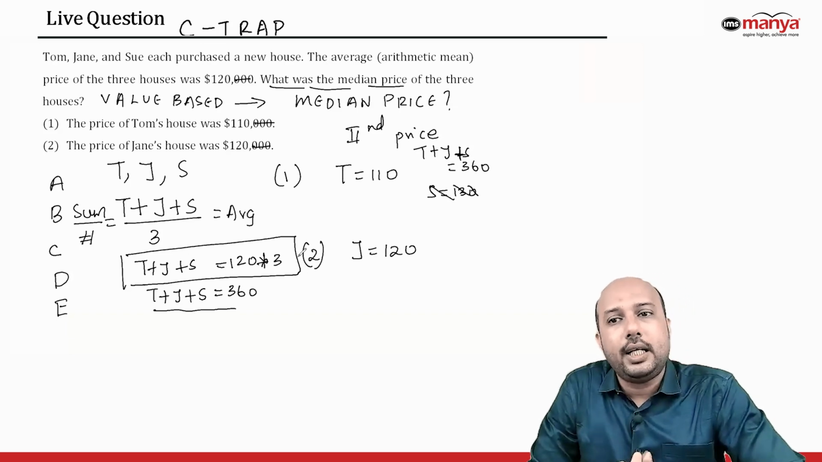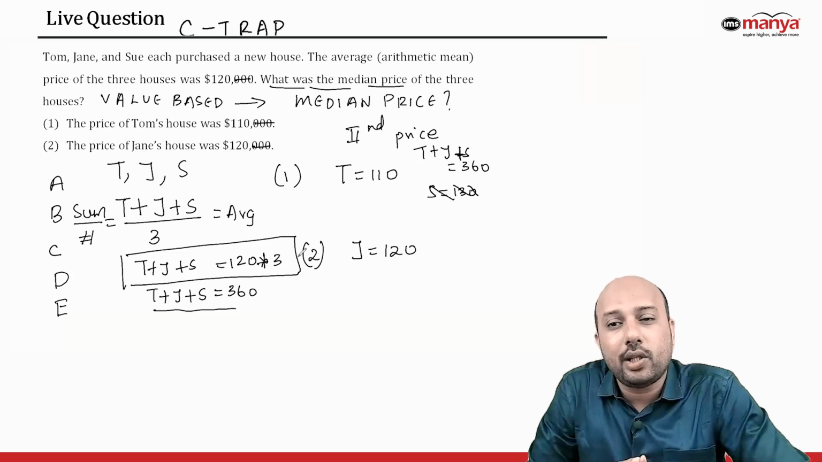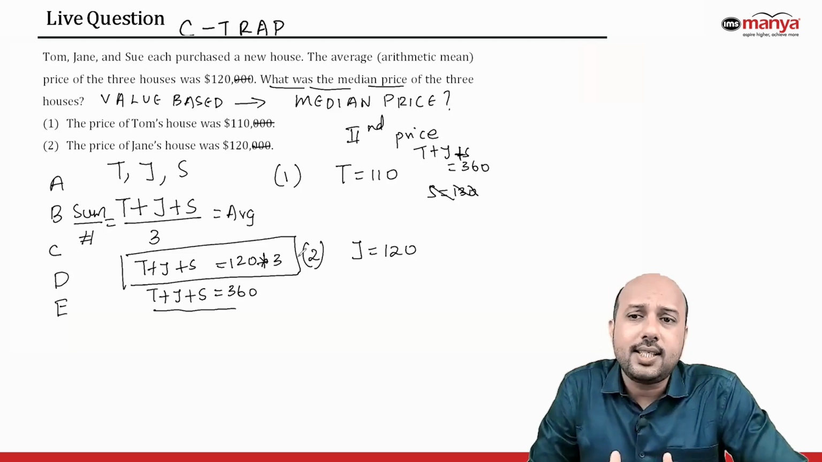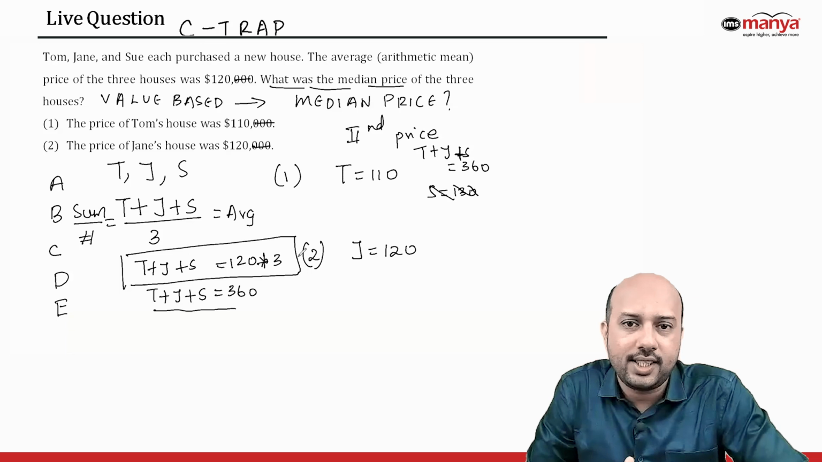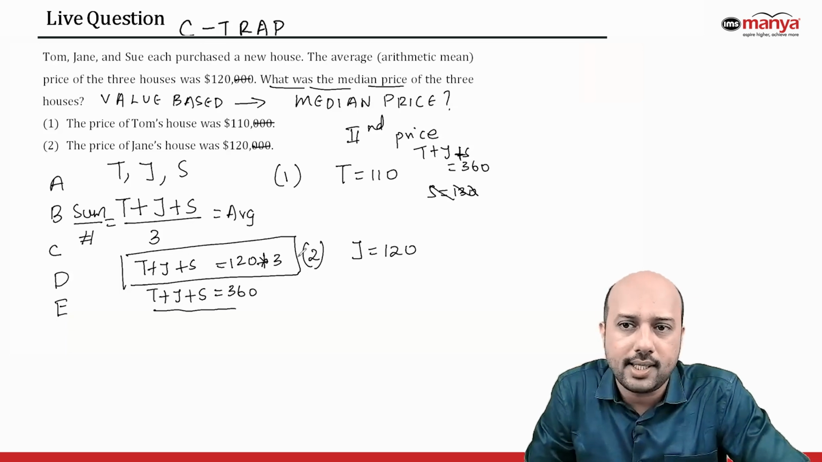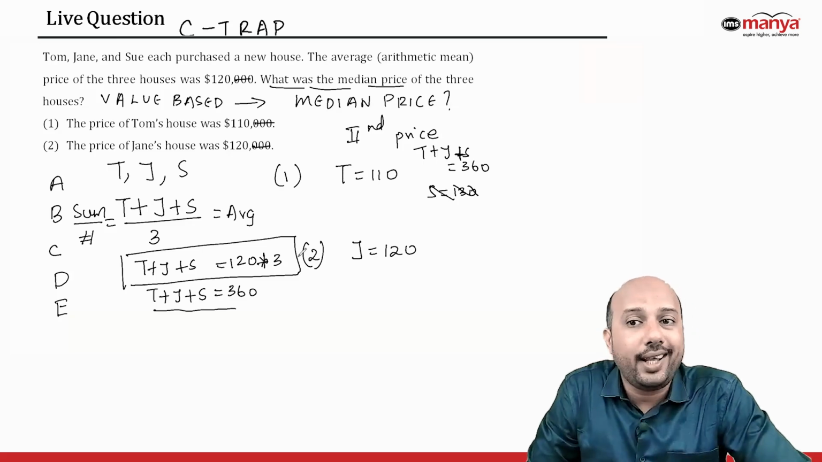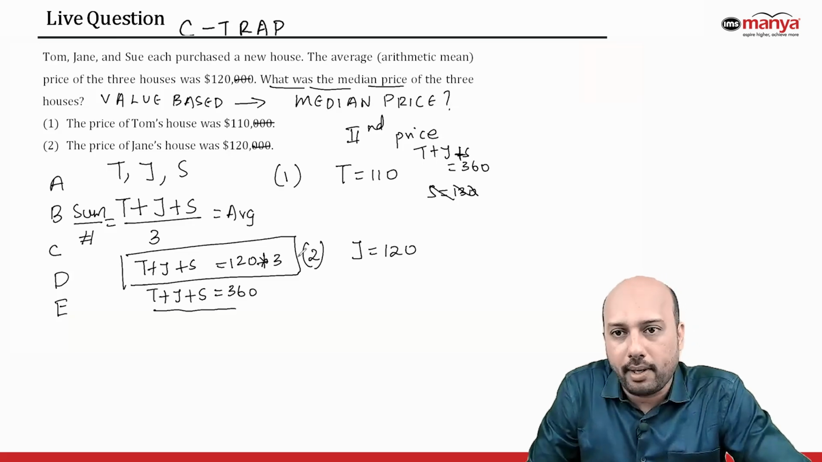When you are evaluating an individual statement, do not conclude without clear evidence that statement 1 alone is insufficient or statement 2 alone is insufficient. Do not be hasty. Be clear, you might get different values. Here it is a value based data sufficiency question. Since it is a value based data sufficiency question, you have to have a unique value. If you get multiple values for the unknown, which in this case is the median price, the second price, then the statement is insufficient. But whether we are getting multiple values is what you have to first check individually, then start combining.